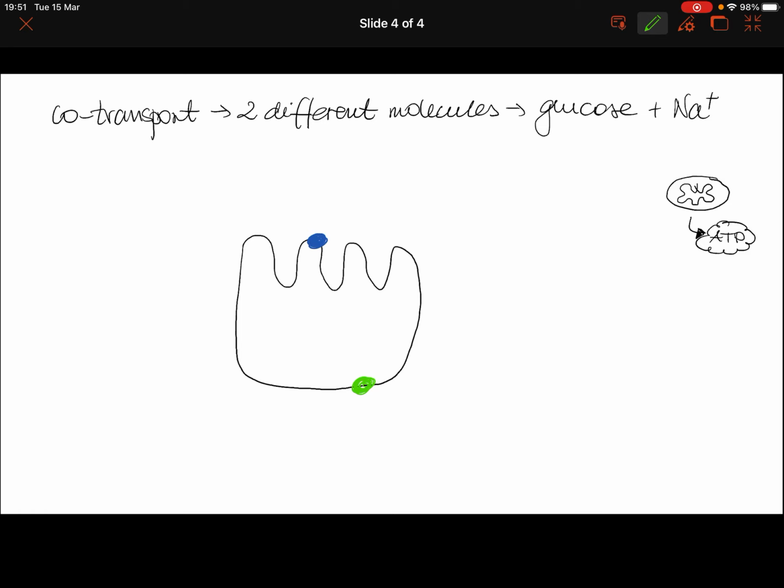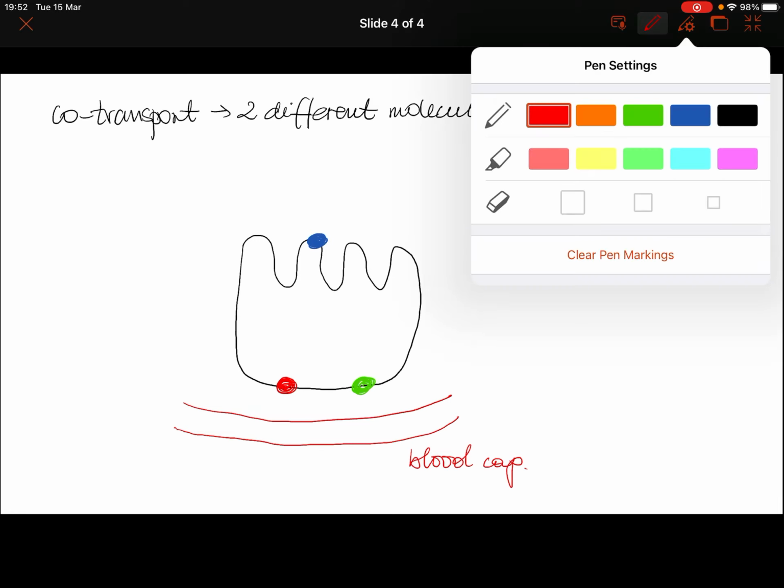So I'm going to draw quite a few. The reason why I'm using different colors is, of course, that proteins got the specific 3D tertiary structure, so we know that each protein will be responsible for the transport of different molecules. Another adaptation is the fact that it's close by to the blood capillary, so provides the short transportation pathway.